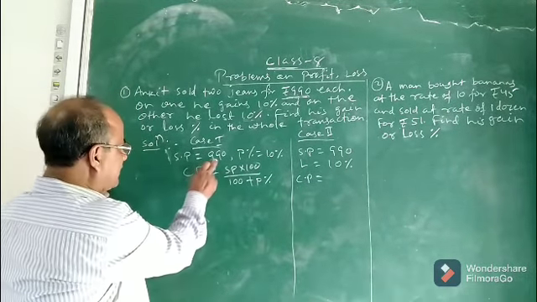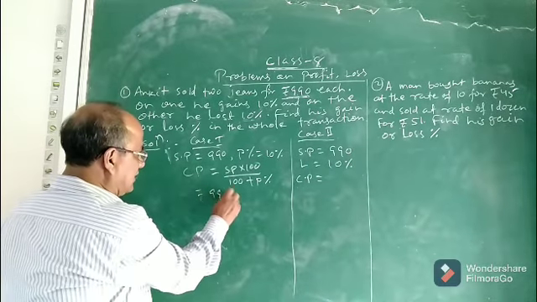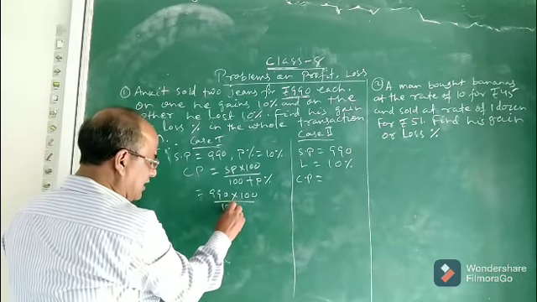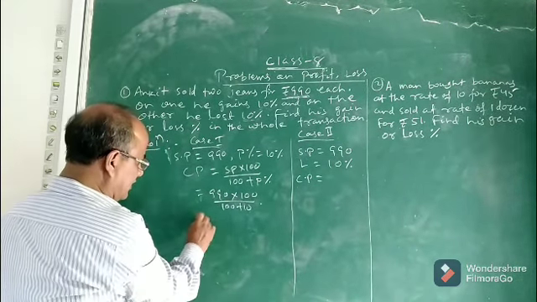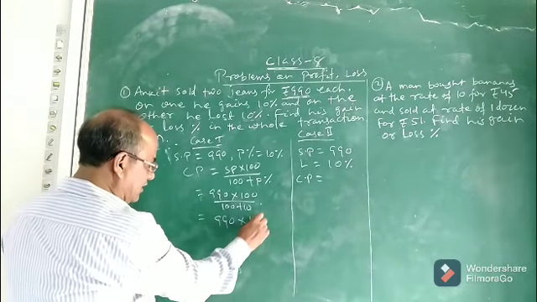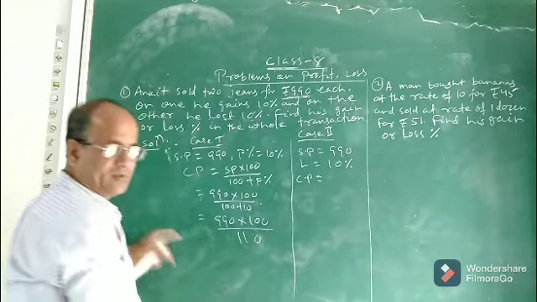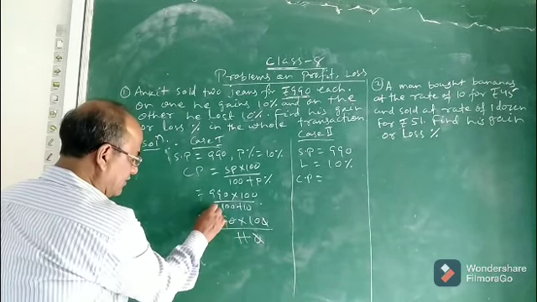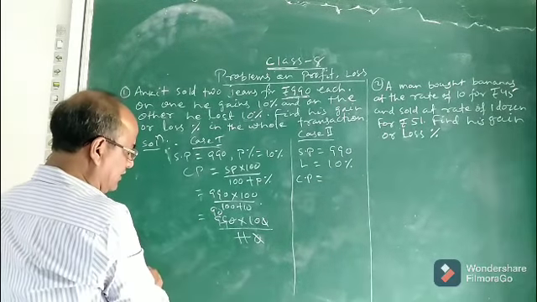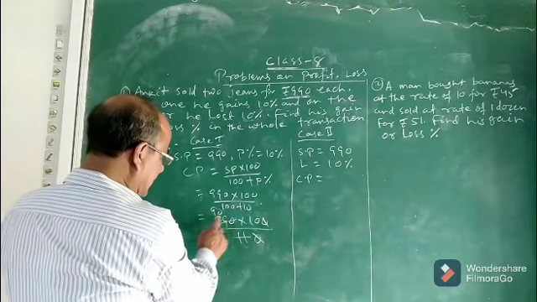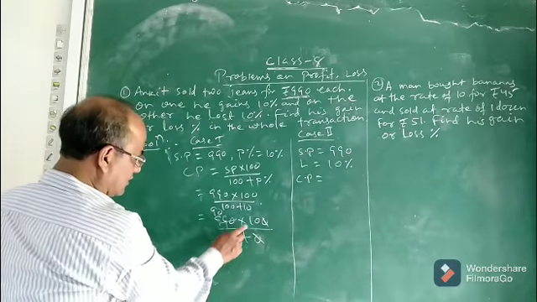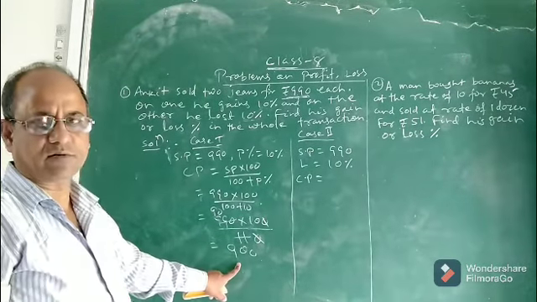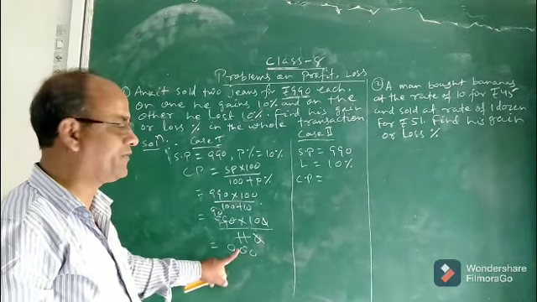Okay, let us find out. SP is given as 990 into 100 by 100 plus 10, which is 110. So 990 into 100 divided by 110. Now you can easily compute: 0 cancels, 11 9s are 99, so 90. Then 90 into 10 will be 900. This is the cost price of the first jeans.